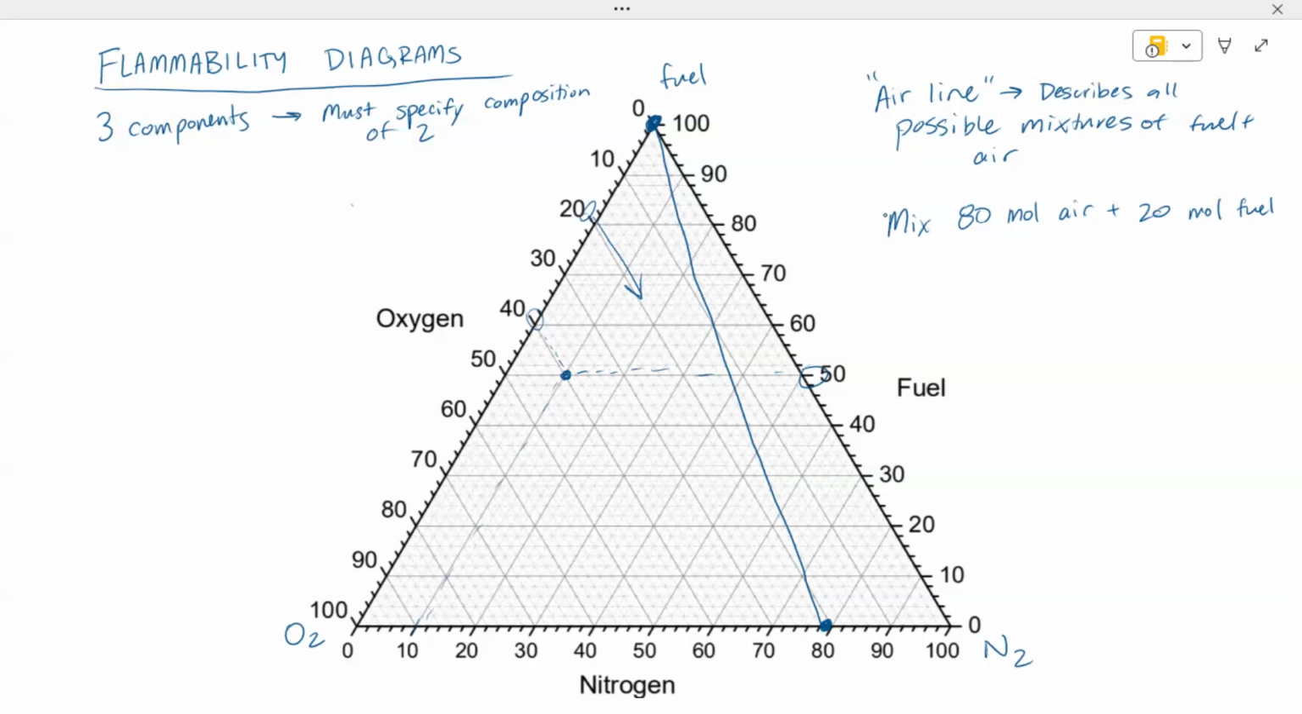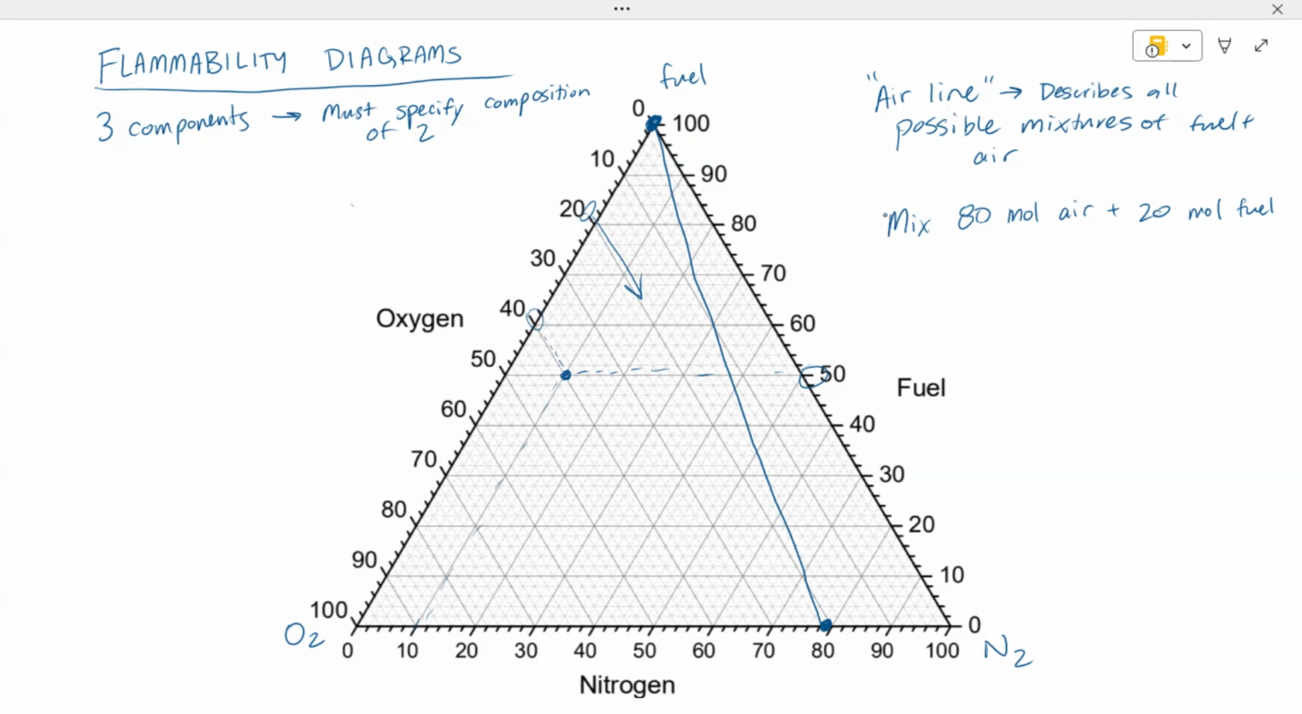Again, you can prove this to yourself. You can work out the material balances, and I encourage you to do that. And what you would find is I can do this faster by just looking at the diagram. So again, the air line, which I've just drawn in, is all possible mixtures of fuel and air. And if you're just estimating, which is okay for now, you can estimate how far along the line you go based on the relative proportions. So 80 moles of air, 20 moles of fuel. So it's 80% air.